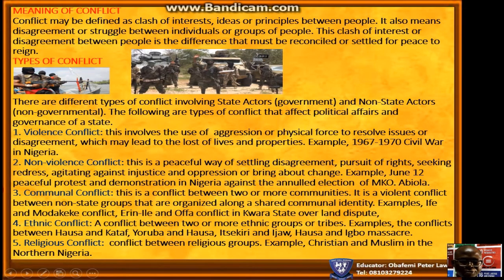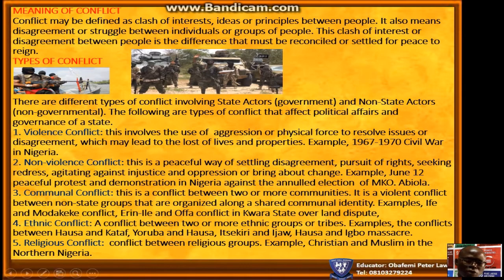The next type of conflict that we'll be looking at is the communal conflict. And this is a conflict that usually happens between two or more communities. And it is a violent conflict between non-state actors. And mind you, I said the non-state actors are those who are not government, groups that are organized along a shared communal identity. For example, the Ife-Modakeke conflict in Osun State, the Erinle and Offa conflict in Kwara State over land dispute fall under the categories of communal conflict.